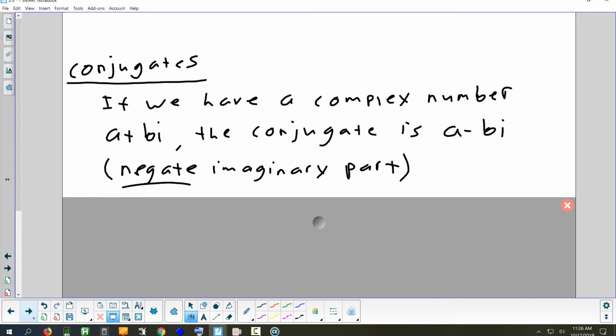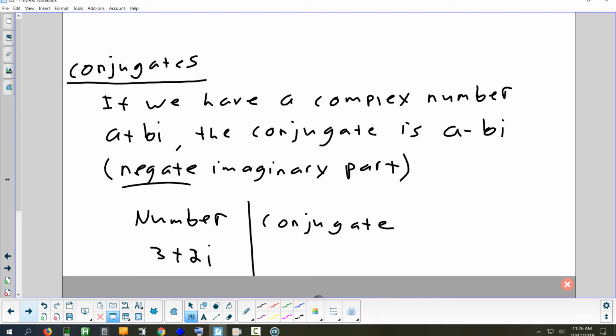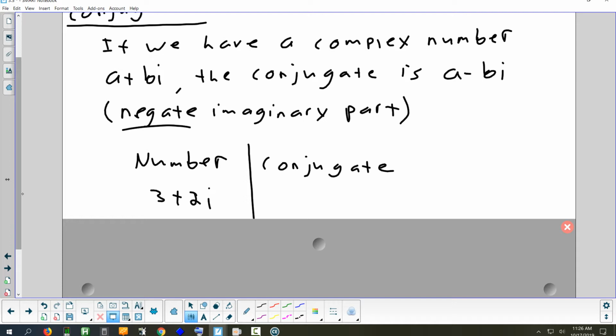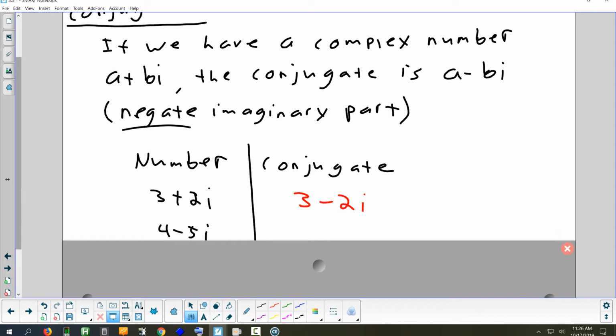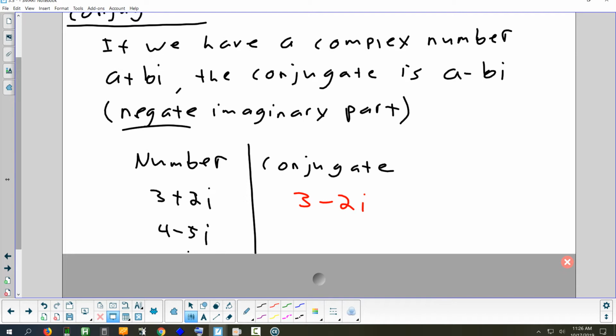So before we do a full division problem, I just want to make sure we understand what I just wrote. So I'm going to give you some numbers, and I want you to just tell me the conjugate. Okay, so if I had 3 plus 2i, what would be the conjugate of 3 plus 2i? Chris? 3 minus 2i? Yep, 3 minus 2i. So just practicing finding conjugates. What if you had 4 minus 5i? What would be the conjugate of that? Yeah? 4 plus 5i.